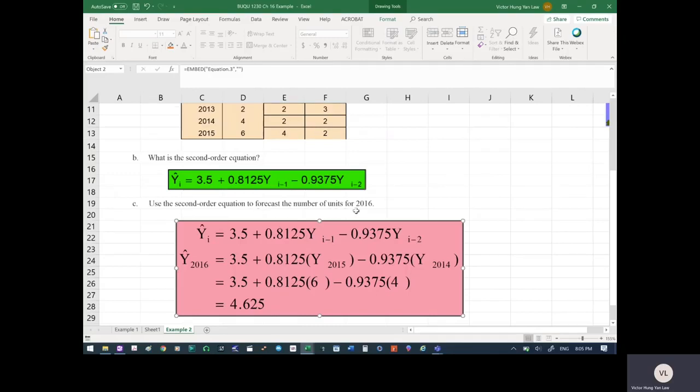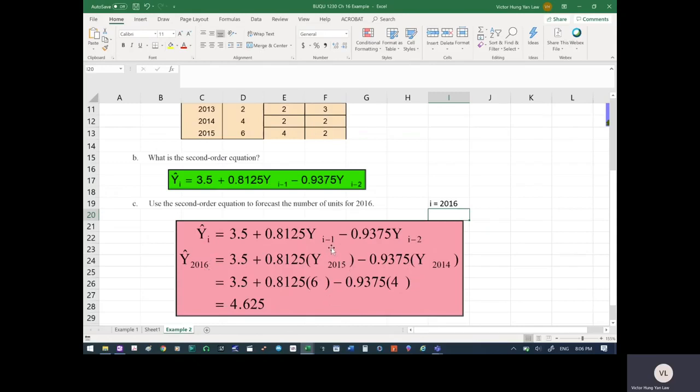Part C: we want to use the second order equation to forecast the number of units for 2016. Our first step is writing the equation, which we got from part B. The second step is substituting i. We know that the year is 2016, so i equals 2016.